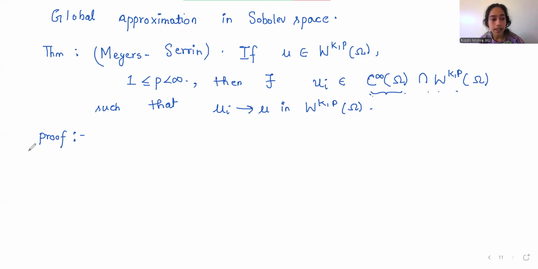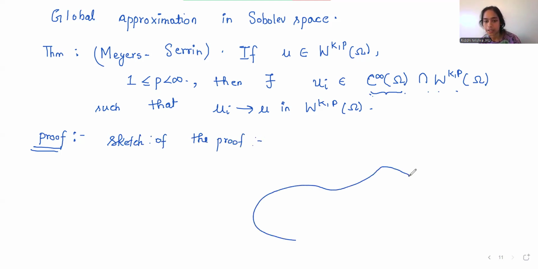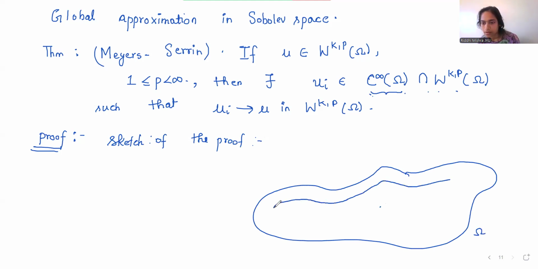I will explain the sketch, not the whole proof. Sketch of the proof. So this is my domain omega. What you will do, you make a partition of the set.